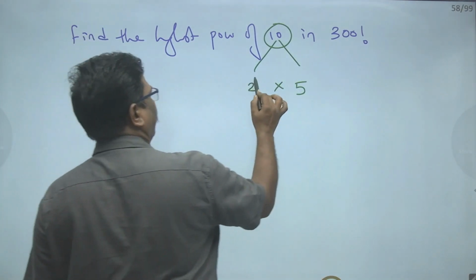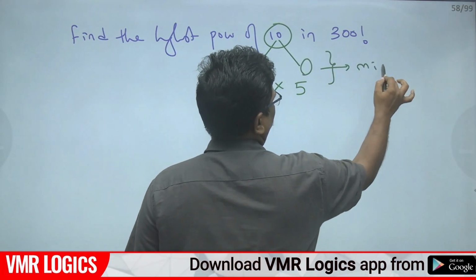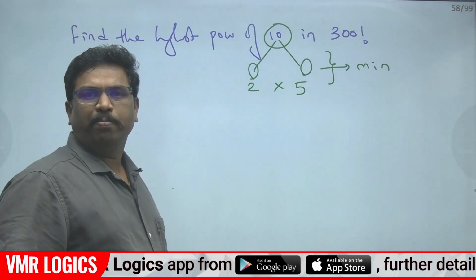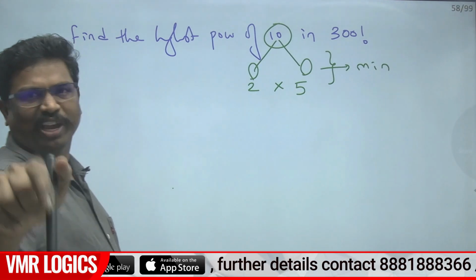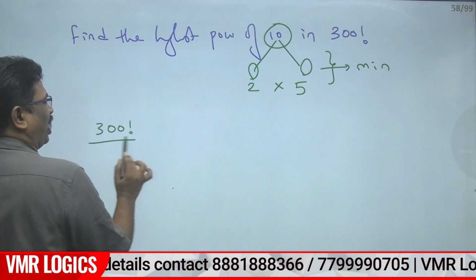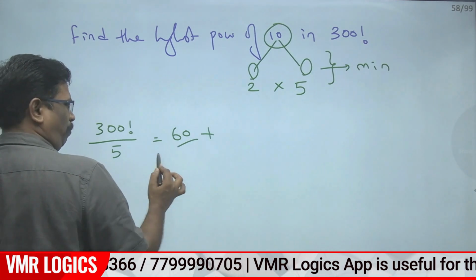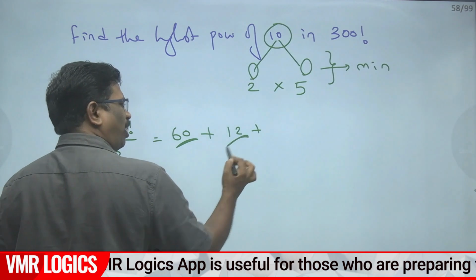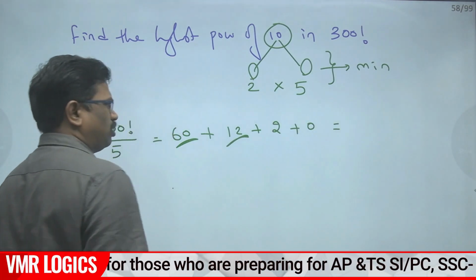So you need to find the highest power of 2 and highest power of 5, and you need to take the minimum among them. So start. Highest power of 2, highest power of 5, and minimum. Guys, minimum దేంట్లో వస్తుంది? Only 5 లోనే వస్తుంది. Yes or no? If you observe, 300 factorial by 5 is 60. Again by 5 is 12. By 5 is 2 times. By 5, 0 times. Stop. 74.